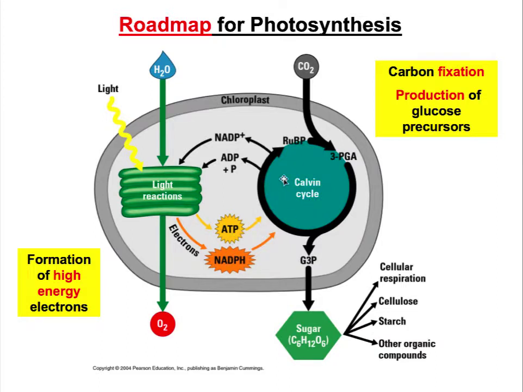And once the cargo is offloaded to drive this cycle, those energy carriers are then recycled back to the light reactions, the light-dependent reactions. So that would be ADP and NADP+, the exhausted version of those molecules. The entry of water is necessary for the light-dependent reactions, whereas carbon dioxide is needed for the Calvin cycle or the light-independent reactions.